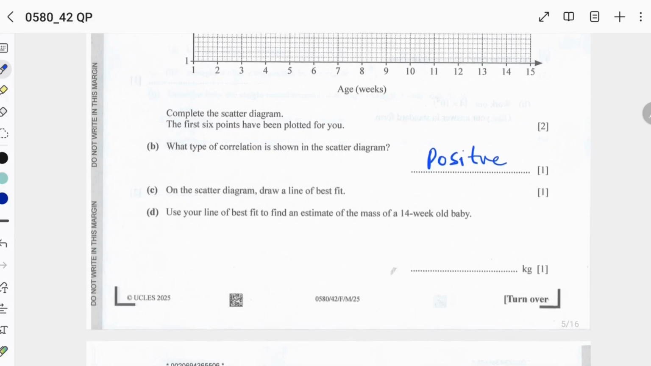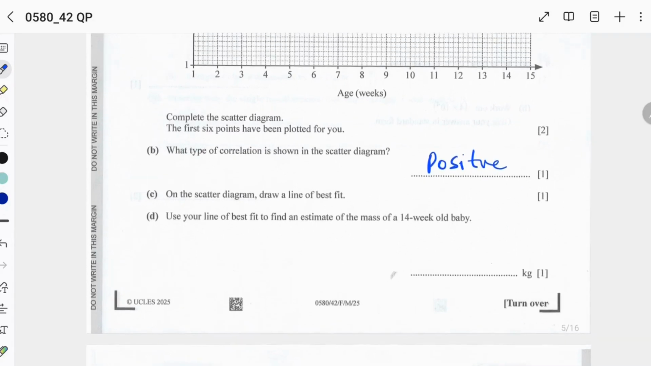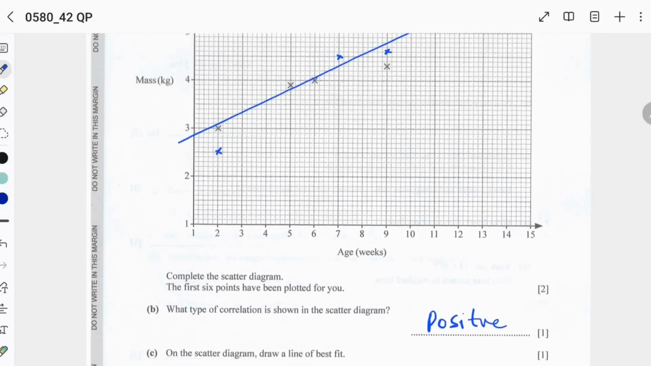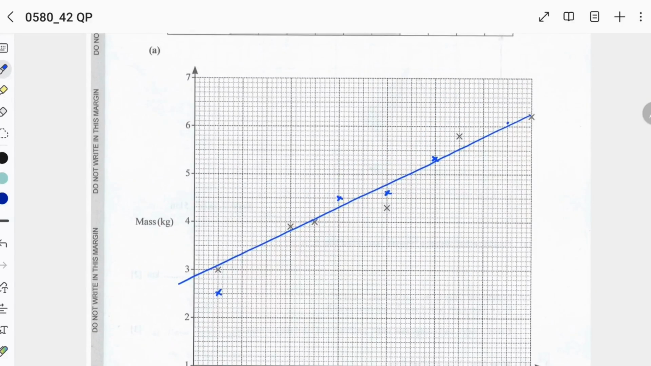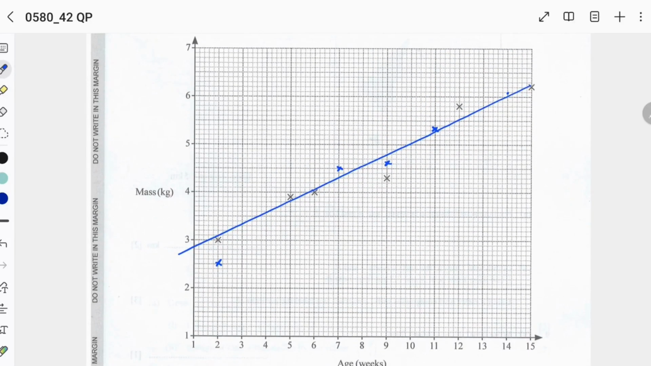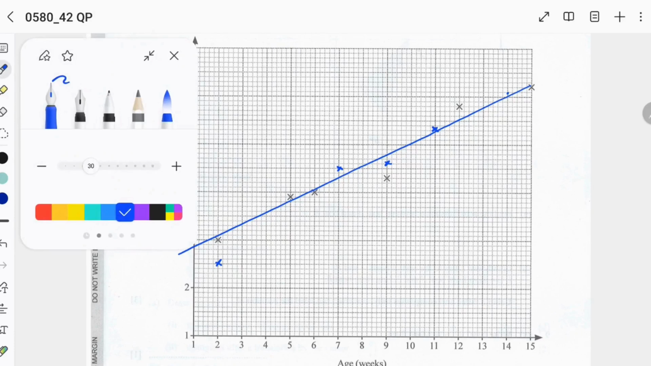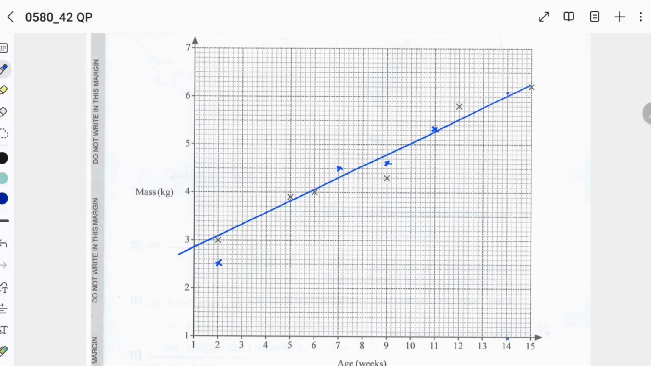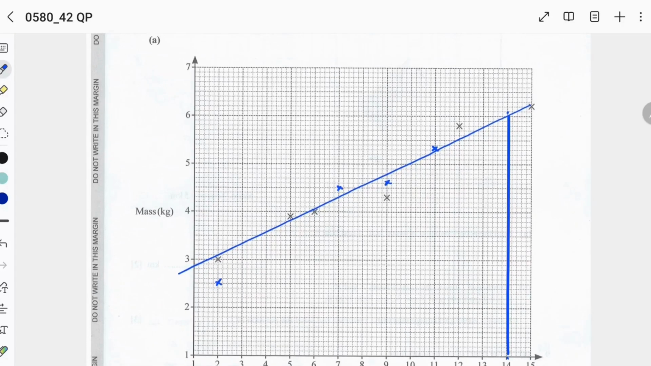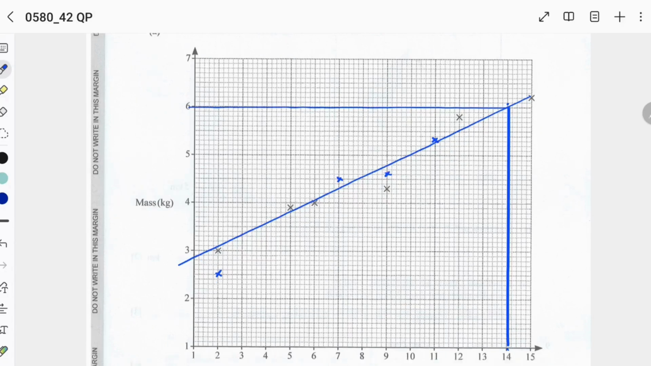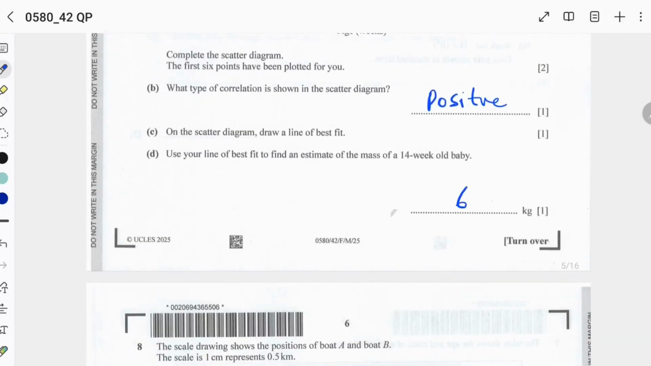Use your line of best fit to find an estimate of the mass of a 14-week old baby. 14-week old baby, just check 14. We are going to draw a line at 14, and where it's connecting with the graph, it's exactly 6. So that is 6 kg. It's equal to 6 kg.